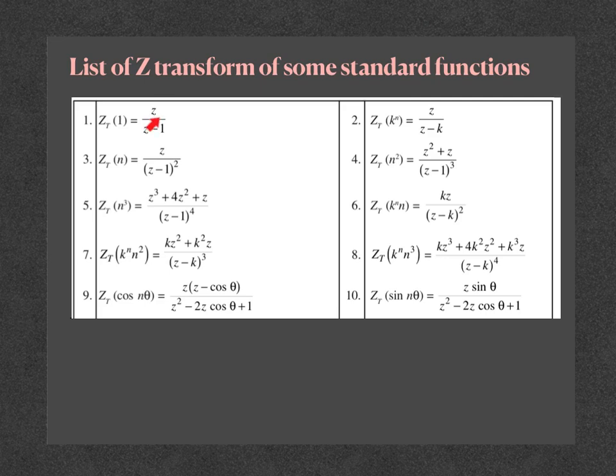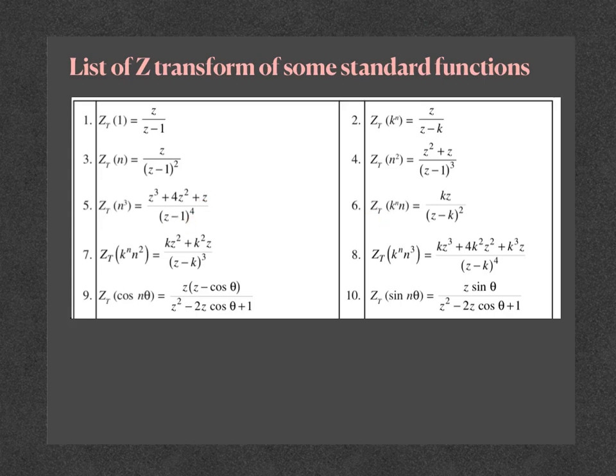Z transform of 1 is z by z minus 1. Z transform of k power n is z by z minus k. For example, you can write Z transform of 3 power n as z by z minus 3. And Z transform of n is z by z minus 1 whole square. Z transform of n square is z square plus z divided by z minus 1 whole cube. Z transform of n cube is z cube plus 4z square plus z divided by z minus 1 whole power 4.